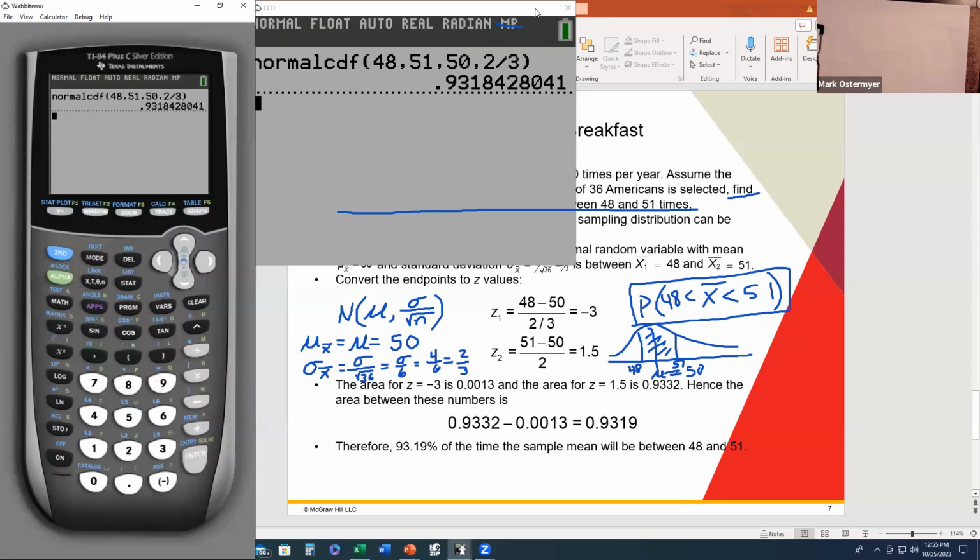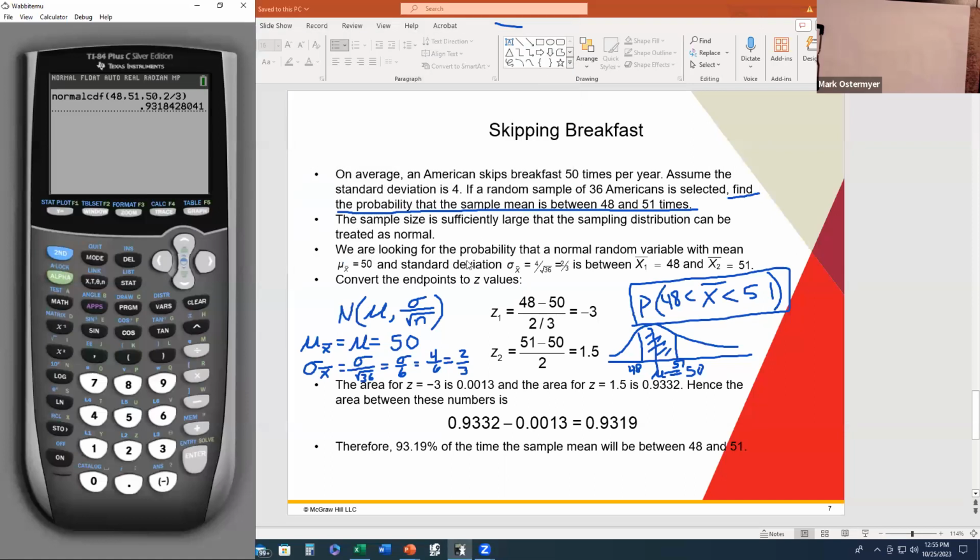Now, the tricky thing about this that most people forget is, ladies and gentlemen, the standard deviation is not just the standard deviation of our population anymore, because they don't want us to find the probability that X is between 48 and 51. They want us to find the probability that the sample mean, which is X bar, is between 48 and 51.